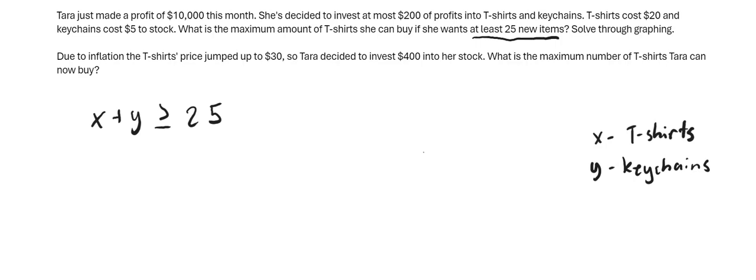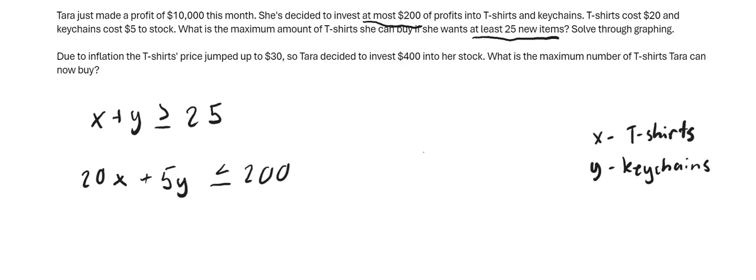Now let's move on to our profit inequality. Tara wants to invest at most $200 of profits. So our total cost would be $20 times the number of t-shirts we buy, plus $5 times the number of keychains Tara buys. So cost due to t-shirts plus cost due to keychains, that will be our total cost, and we want that to be at most 200, or less than or equal to 200.